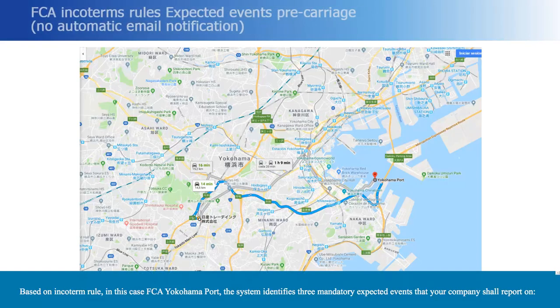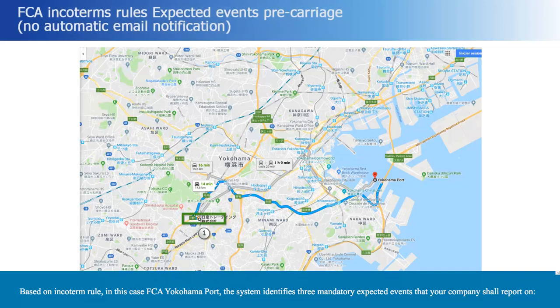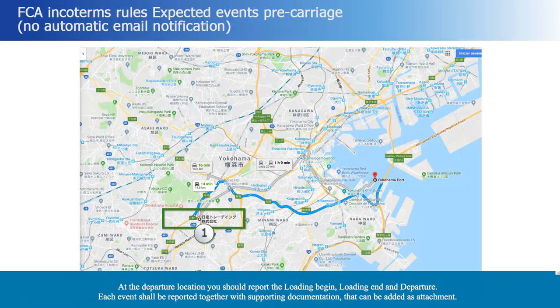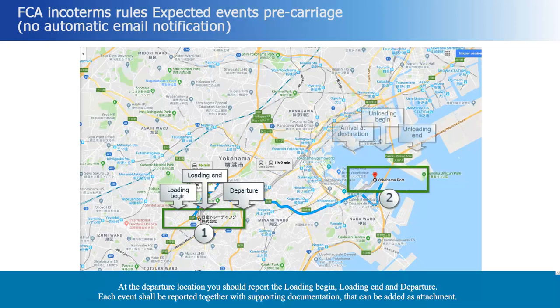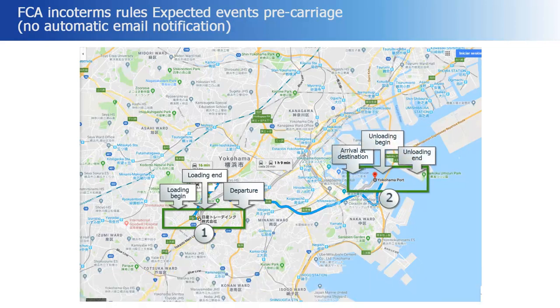Based on Incoterm rule, in this case FCA Yokohama Port, the system identifies 3 mandatory expected events that your company shall report on. At the departure location you should report the loading begin, loading end and departure. Each event shall be reported together with supporting documentation, that can be added as attachment.